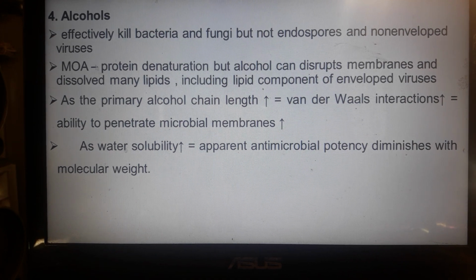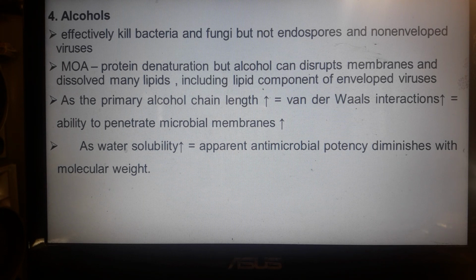The mode of action is protein denaturation, but alcohol can also disrupt cell membranes because of the presence of the OH group, and it dissolves many lipids, including the lipid component of enveloped viruses. Take note, as the primary alcohol chain length increases, with an increase in the chain of carbon atoms, it will increase its van der Waals forces, and it will increase the penetration across the microbial cell membrane.